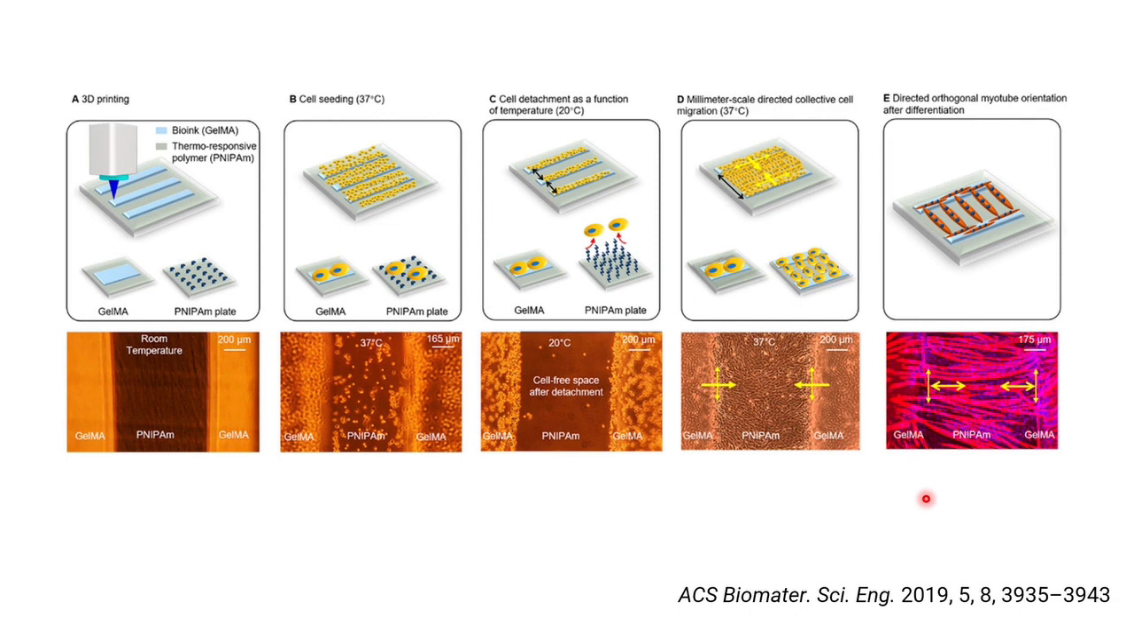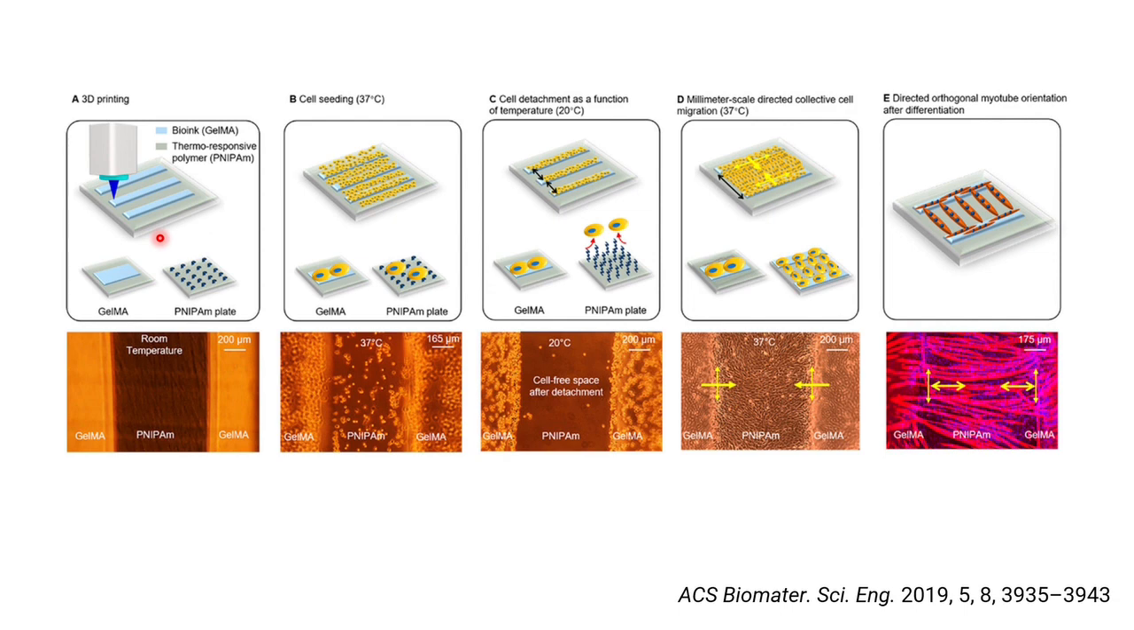The next study is the micropatterning study. This is one interesting study that is being used to study cell migration after the invention of 3D printing. In this particular paper, first they are preparing gelma. Gelma is gelatin methacrylate, the methacrylated form of gelatin. They are preparing the gelma polymer first, and they are 3D printing the gelma polymer in parallel lines on top of PNIPAM polymer, which is a thermosensitive synthetic polymer.